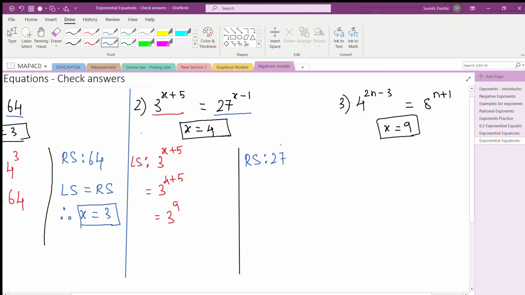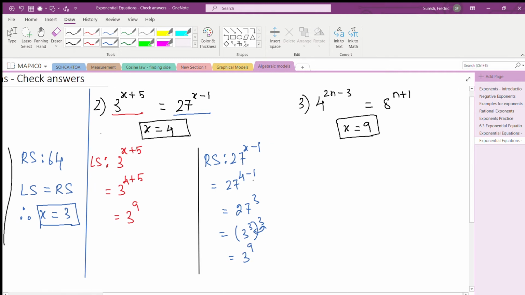Now I take my right side, and my right side is 27 to the power of x minus 1, and that is the same thing as 27 to the power of 4 minus 1, which is 27 to the power of 3. And how do I know that 27 to the power of 3 is the same thing as 3 to the power of 9? I know from before that 3 to the power of 3 is 27. So now, using the power rule, I multiply those two and I get 3 to the power of 9. So 3 times 3 is 9.